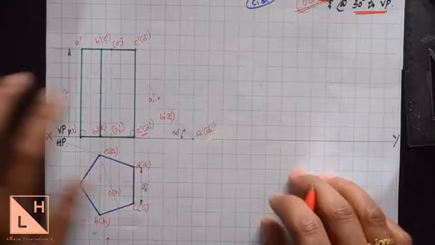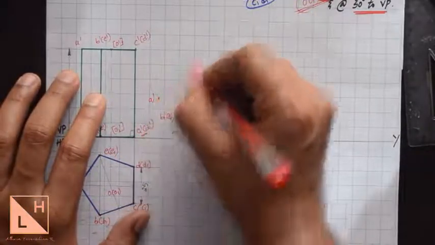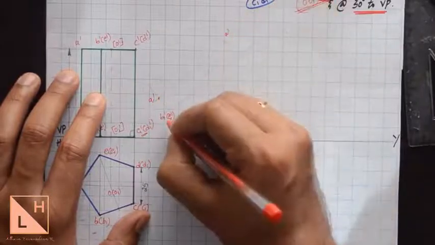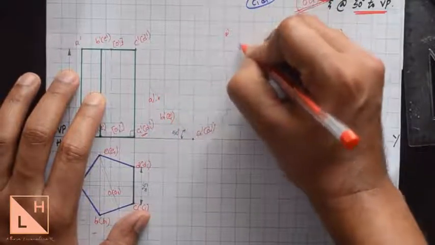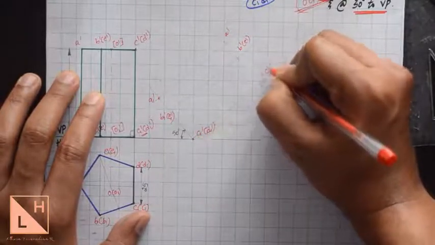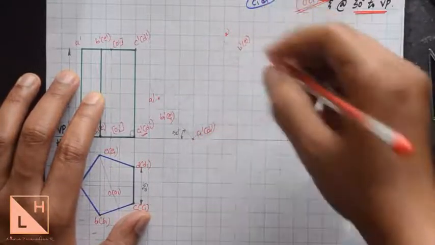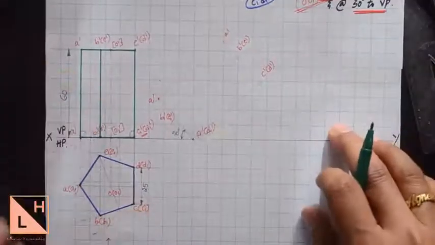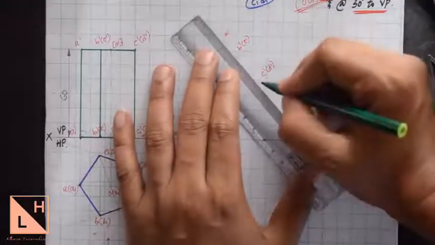It is quite simple to name them because above A1 dash you must have A dash, and above B1 and E1 you will find B dash and E dash. Above C1 D1 you will have C dash and D dash. The top face will be named without ones. Now you can darken this with the help of a dark line.